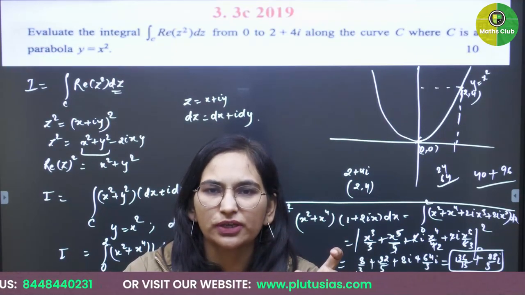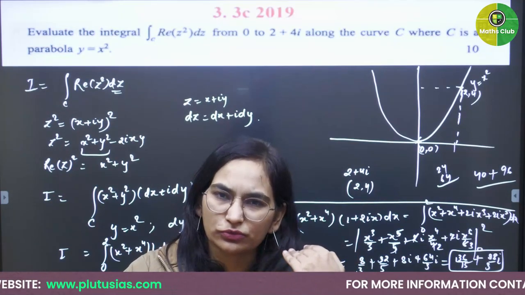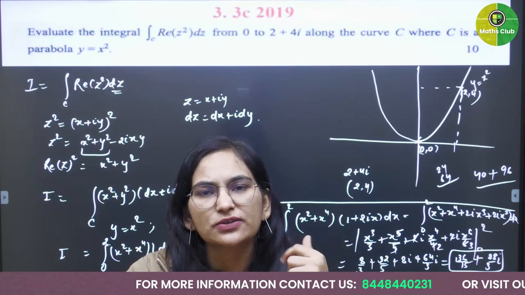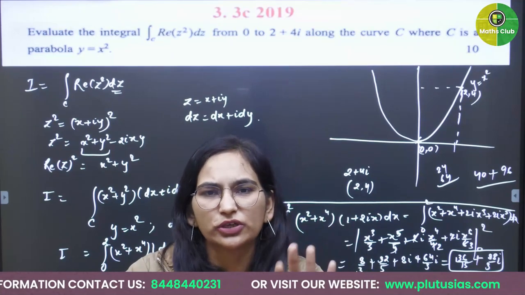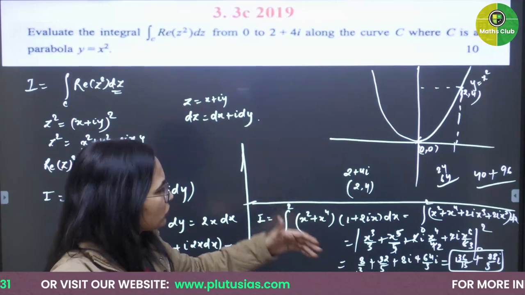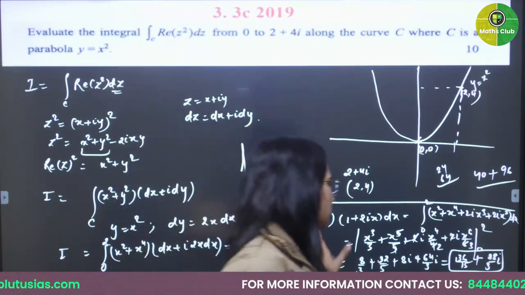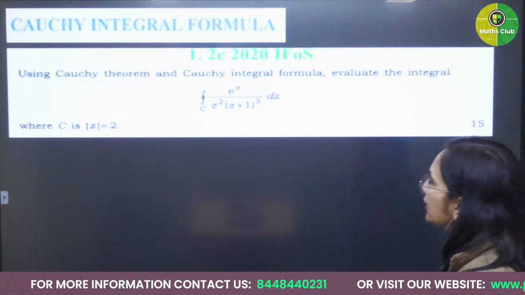So convert both the variables by using the equation of the curve, whether it would have been some line or some other curve they gave, we would have used that. Either convert dx into dy, or convert dy into dx. That is your choice. Whichever you convert into, use the limit for that function and then do general integration, nothing else. Next thing, Cauchy's integral formula.